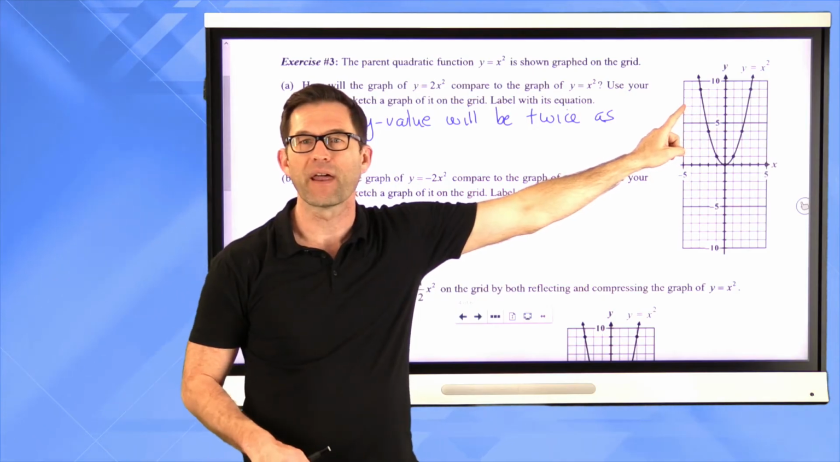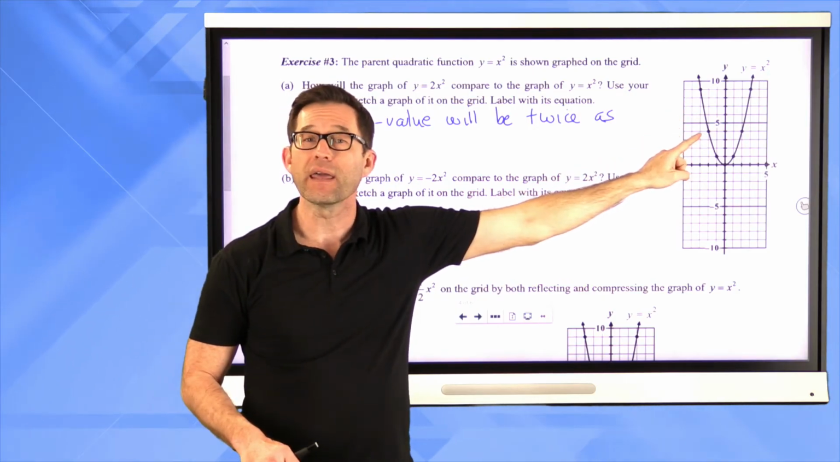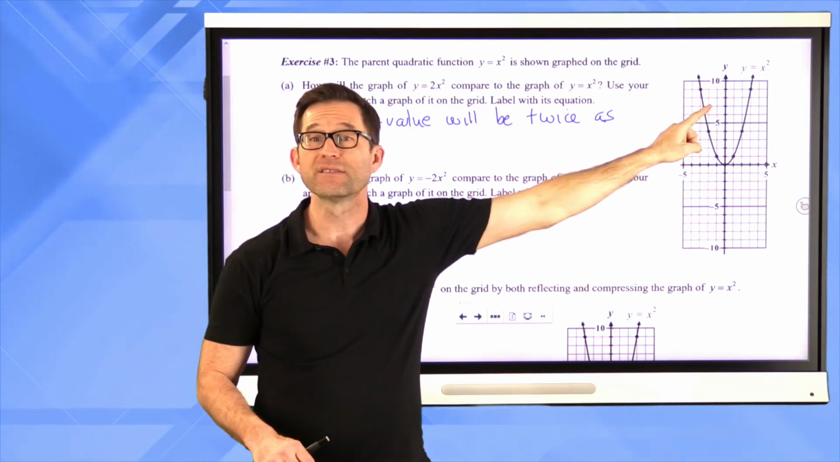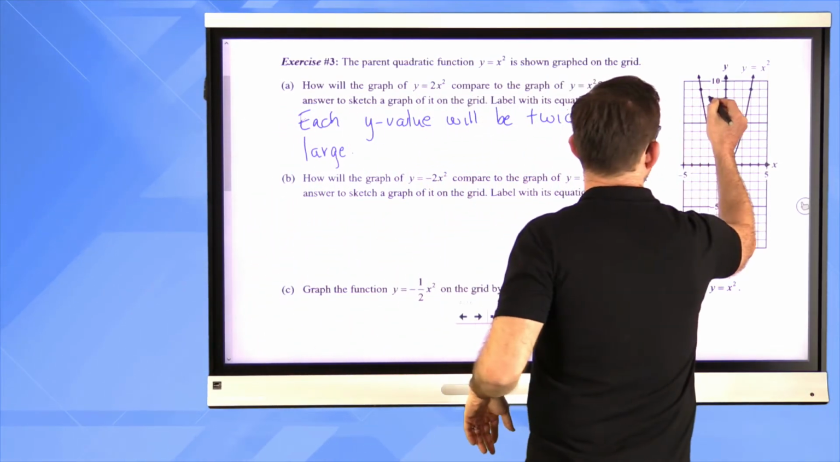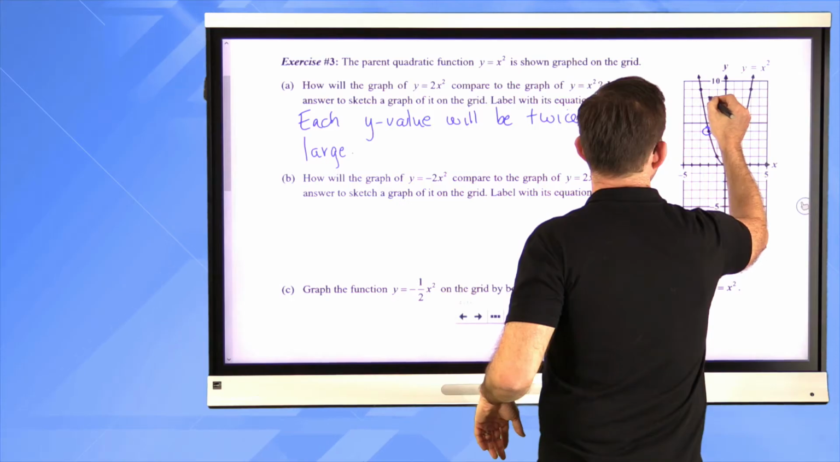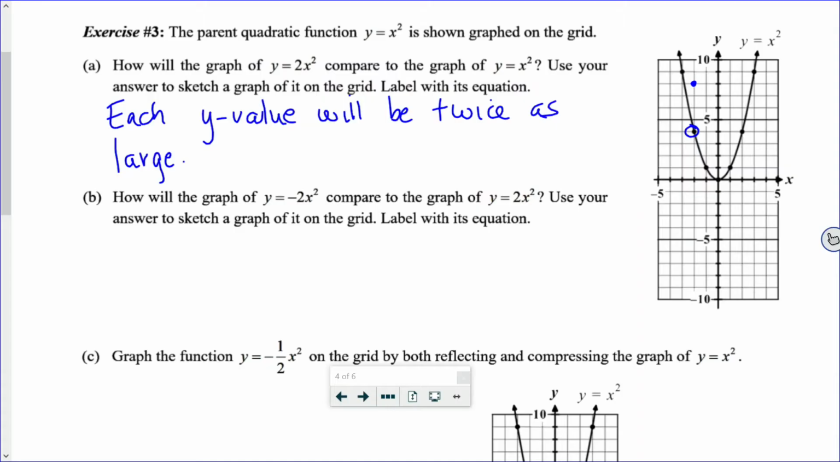Can't really plot that on this grid. But this one at -2, 4 can suddenly be stretched up to -2, 8. Right? So this thing is going to suddenly be up here at -2, 8. This one at -1, 1 will just go up to -1, 2. The one at 0, 0 will stay there because if I multiply 0 by 2, I still have 0. This one will have a y value now of 2. This one will have a y value of 8.